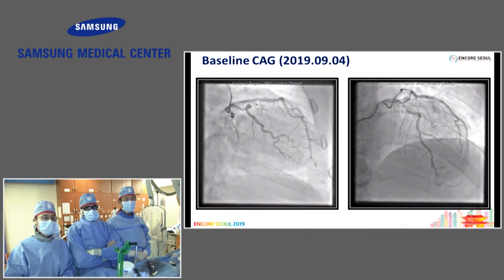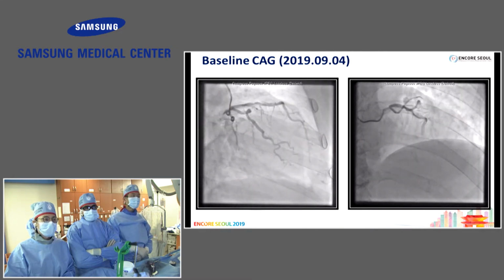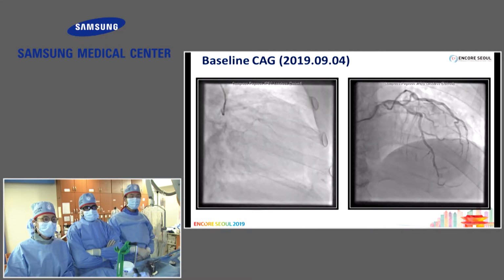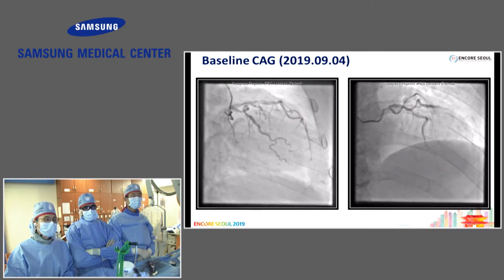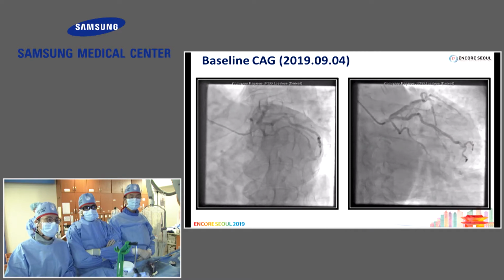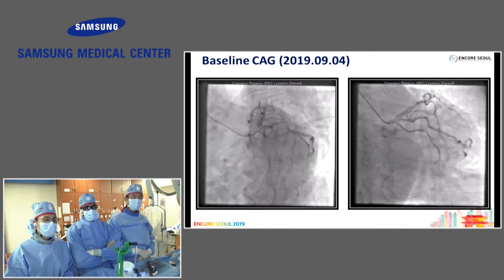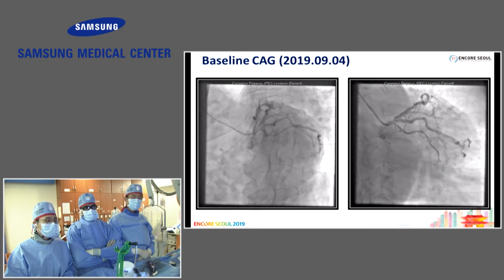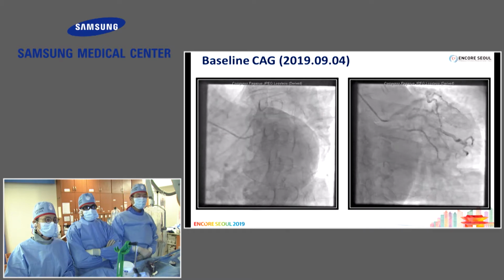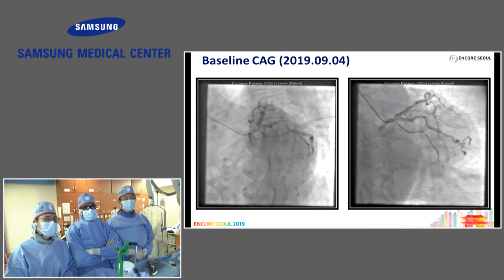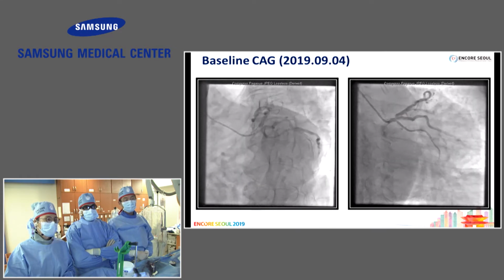Next. As you can see here in the cranial view, you can find mild atherosclerotic plaque at the proximal to mid portion of the LAD. Next. As you can see in the cranial and caudal views, we can find the left main trifurcation region with heavy calcification.